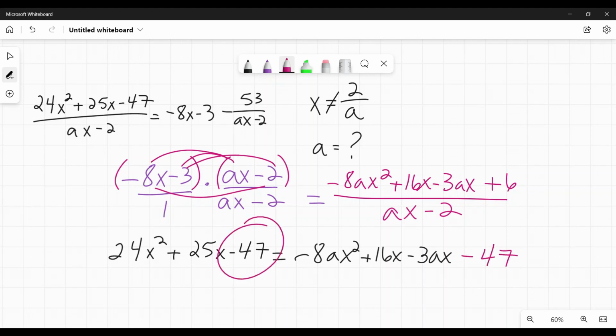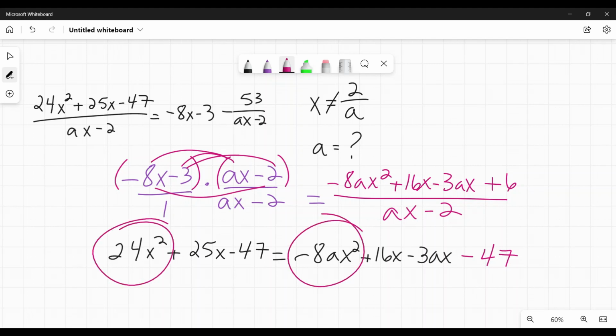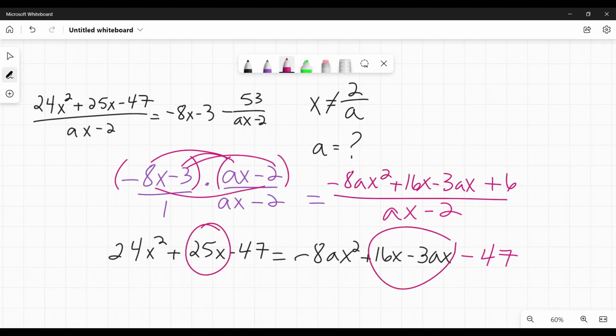Oh, look, I've got a negative 47 on both sides. You see what's happening here? Both of these sides are going to be the same. So this 24x squared is going to be the same as that negative 8ax squared. That 25x is the same as 16x minus 3ax. So we could set these equal to each other. Either one of those individually we could set equal to each other, and we can solve for a.